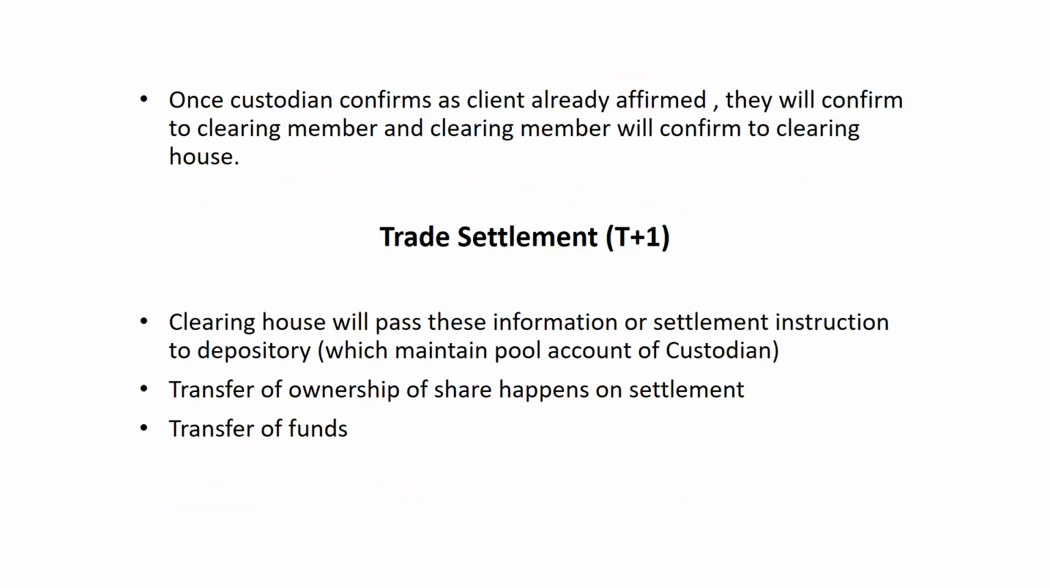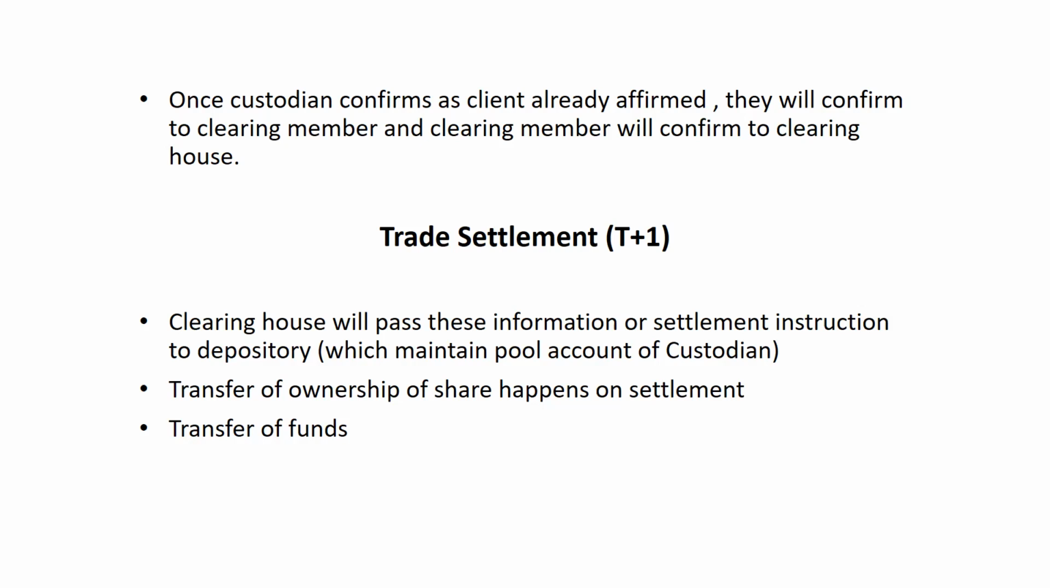So once the custodian confirms, as the client already confirmed or affirmed, as we saw in the confirmation and affirmation stage, they will confirm to the clearing member, and the clearing member will confirm to the clearing house. Now, trade settlement happens on T+1.